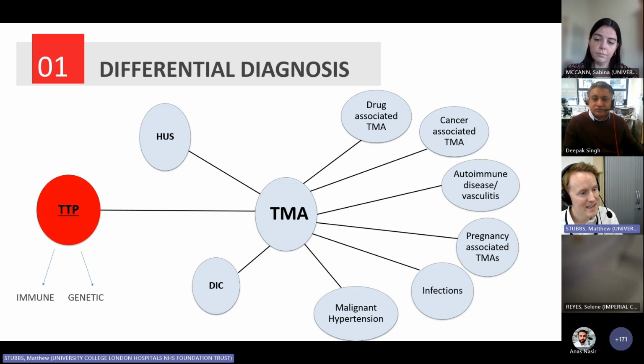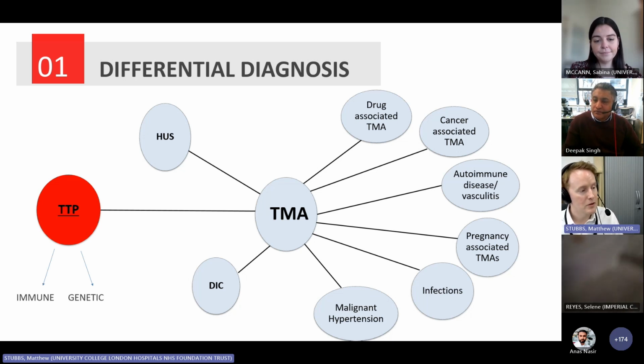Cancer, particularly metastatic cancer, can be associated with TMA, as can various autoimmune diseases, vasculitis, some pregnancy conditions such as preeclampsia and HELLP, infections and sepsis, malignant hypertension and DIC. So those are other things that potentially could give us these features of thrombotic microangiopathy.